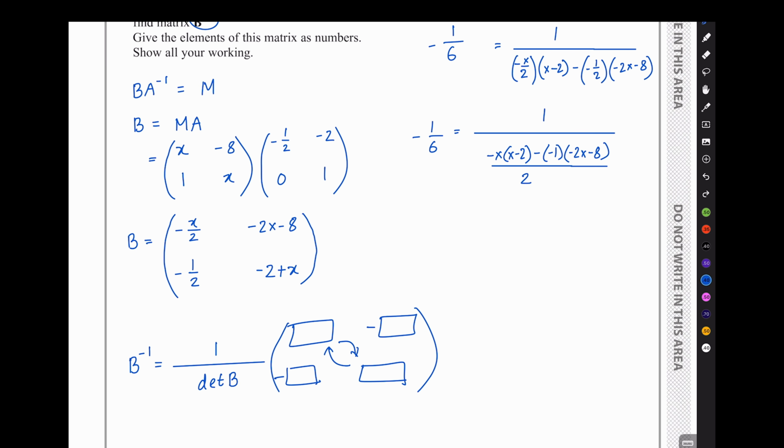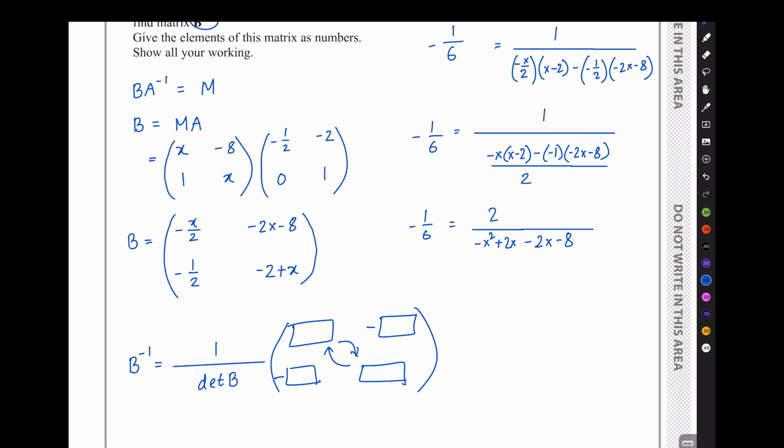So negative 1 over 6 is equal to 2, and let me just remove the brackets right here. So negative x squared plus 2x, and then minus 1 times minus 1 is plus, so negative 2x negative 8. Okay, now it's getting much simpler.